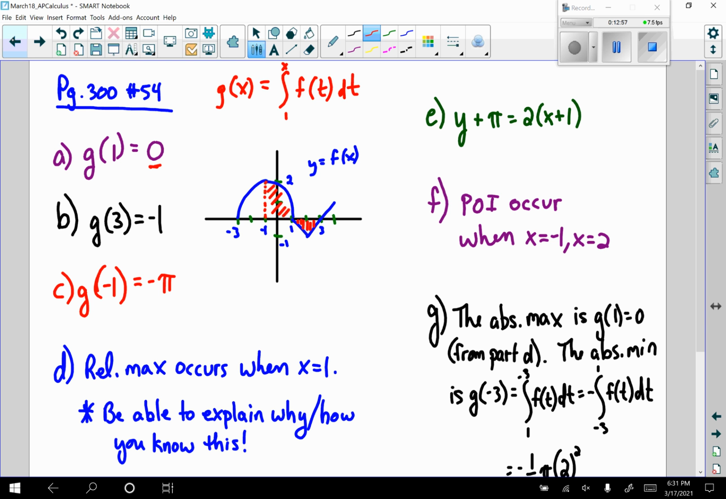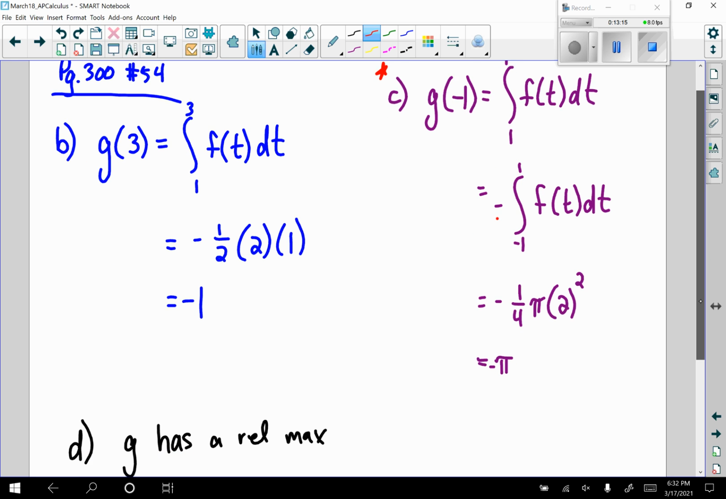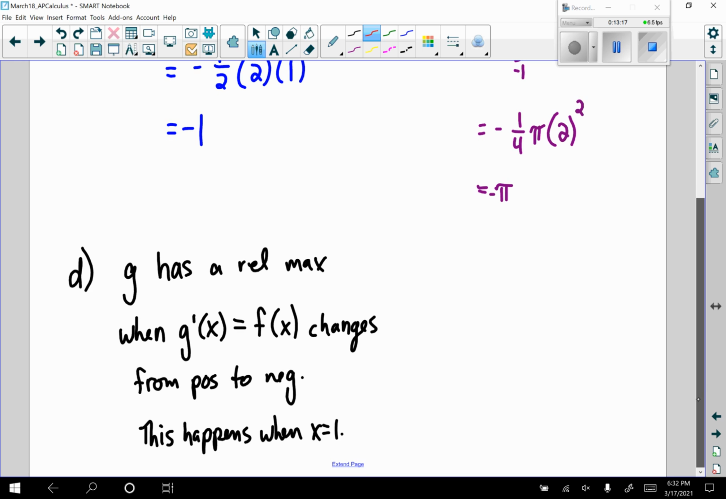Question D, find all values of x on the open interval from negative 3 to 4 at which g has a relative max. So we know if we look here, we have the max area at 1 when x is equal to 1. And again, I want to make sure you're able to explain it. So you could talk of this in terms of area or how we worded it in class yesterday. G has a relative max.